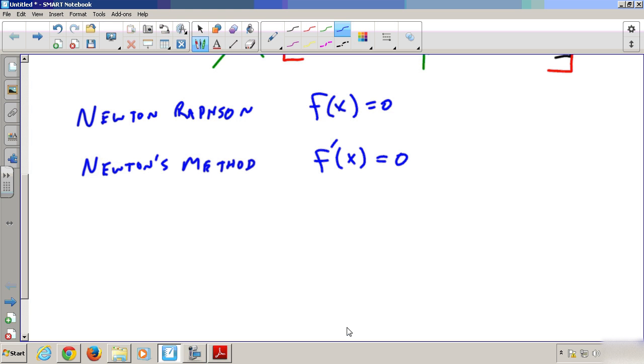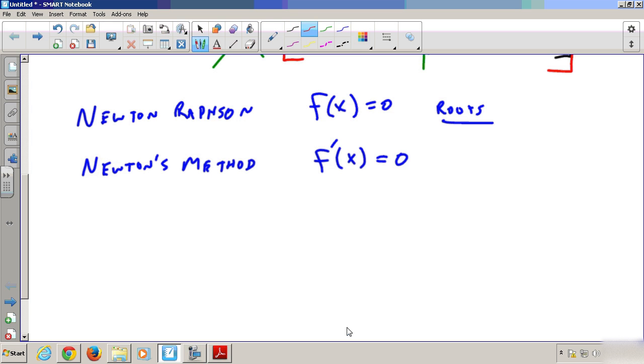The derivative equal to 0. Notice the difference? Newton-Raphson's trying to solve the function equal to 0. That's what we call a roots problem. That's what we've been on. We already did that, right? Newton's method applies the same formula, basically, to solve the derivative equal to 0.